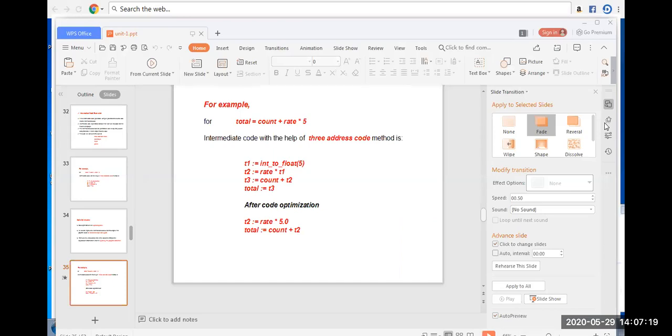Okay, just please wait. I don't know what happened today. My mouse is not in my control. When I try to click on something, it is clicking on some other one.